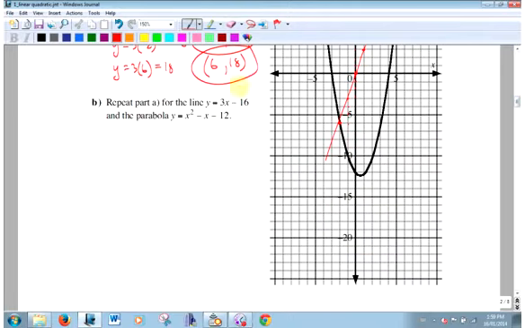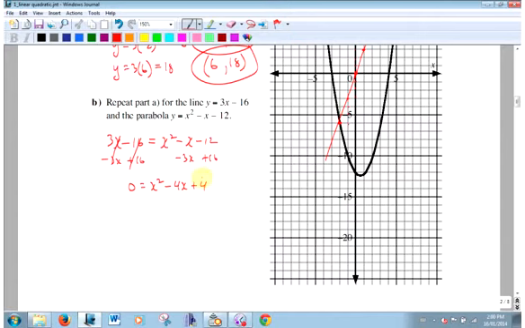Repeat. Now we got this line and that parabola. So where is this thing, y, equal to this thing, y? Where's y equal to y? So solve that guy. Again, let's try to make x squared positive. It's not totally wrong if you make it negative, but this is a positive parabola, so let's be consistent. So minus 3x to both sides, add 16 to both sides. Gone, gone. 0 is x squared minus 4x plus 4.